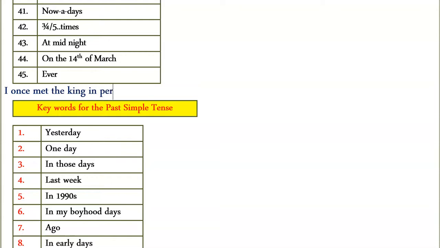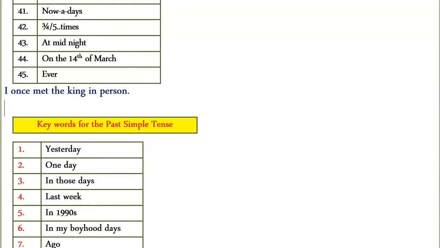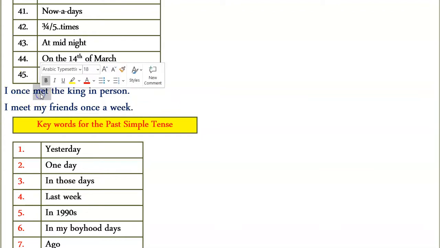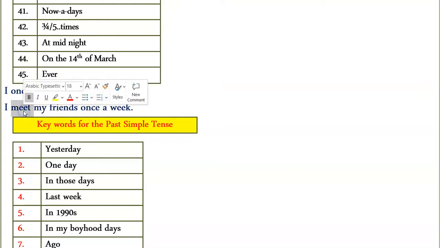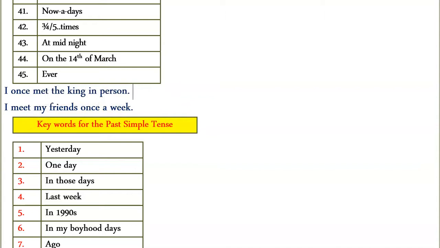In person, what does that mean? We're doing something and the king was there and you met him. And you say, I meet my friends once a week. See where the position is? If once is used before the verb, this is a simple past. But if once is used after the verb, this is present simple. So again, this is simple past and this is simple present. See how easy it is? It's not a big deal.